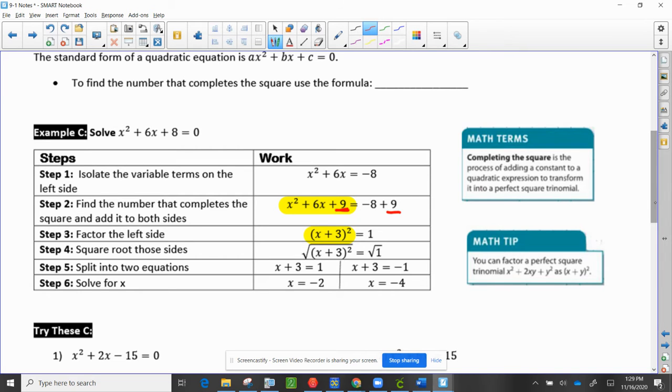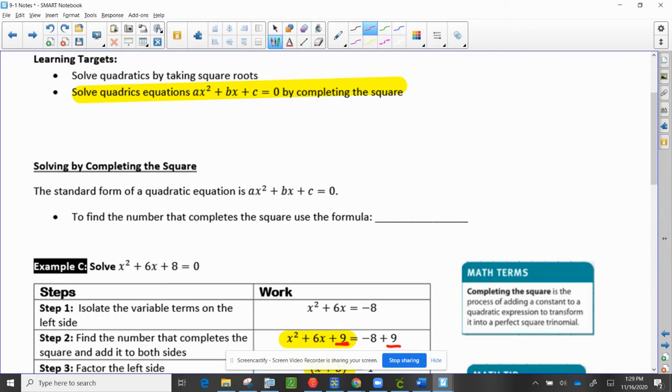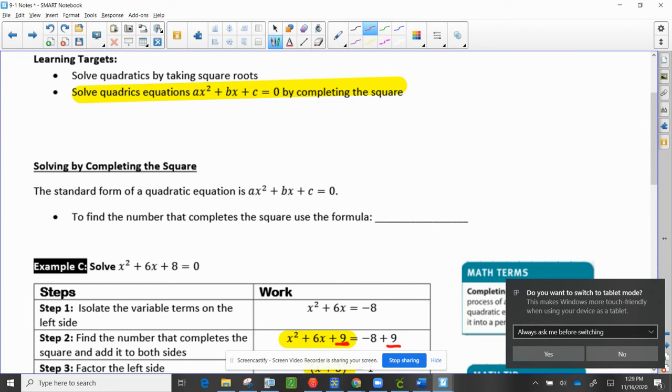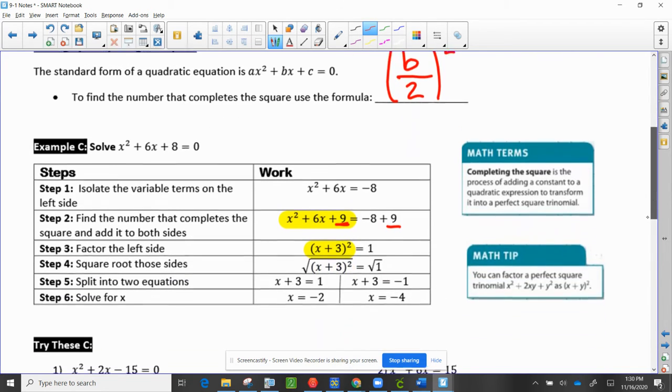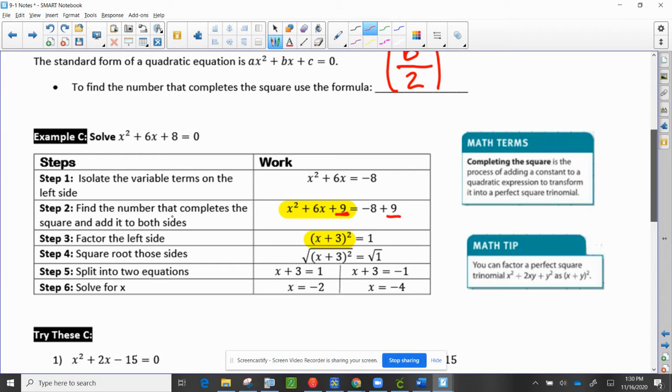If we're looking at our basic form for a quadratic, ax squared plus bx plus c, the way you find the number that completes the square is by this formula. You take half of the b term, so b over 2, and you square it. So how they got the 9, in step 2, find the number that completes the square: they took half of their middle term, so half of 6, which is 3, and squared it. So that's how they have plus 9 here.